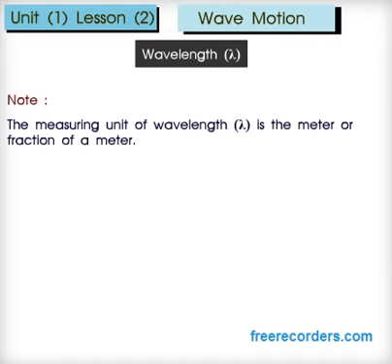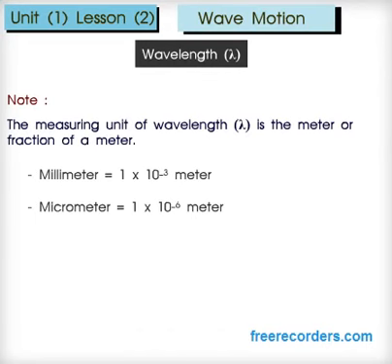Note: the measuring unit of wavelength is the meter or fraction of a meter. Millimeter equals 1 by 10 to the power minus 3 meter. Micrometer equals 1 by 10 to the power minus 6 meter. Nanometer equals 1 by 10 to the power minus 9 meter.